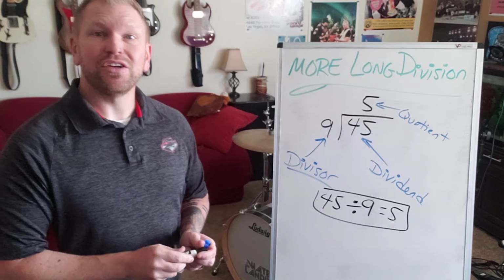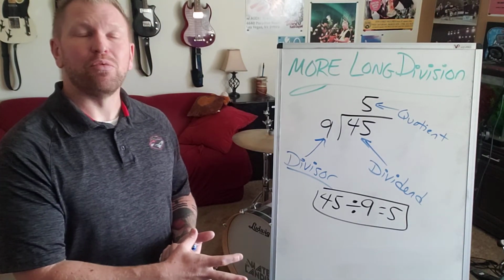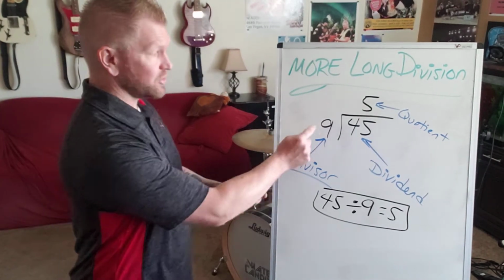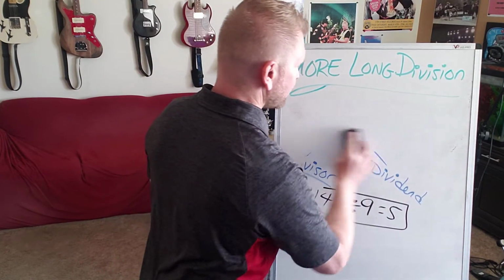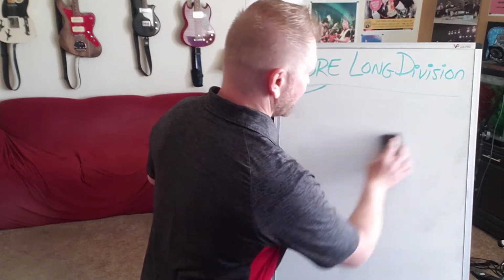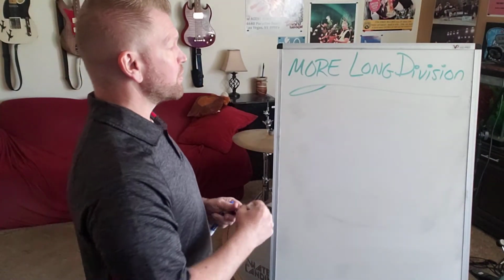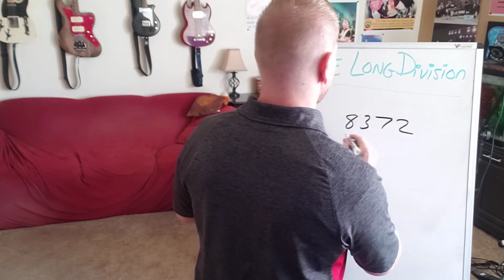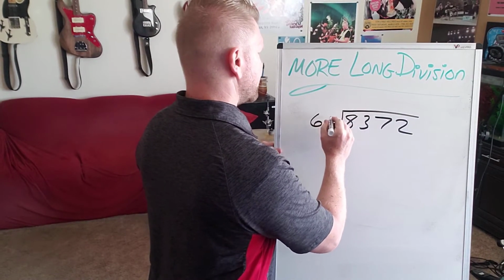All right, now let's take a look at using long division, using dividends and divisors to find the quotient. But we're going to do long division with multi-digit numbers. Instead of dividing by a one-digit number, let's try dividing by a two-digit number. Again, at any point, if I'm going too fast, feel free to pause the video so you can get caught up. Okay, let's try a problem like this. 8,372 divided by 68.